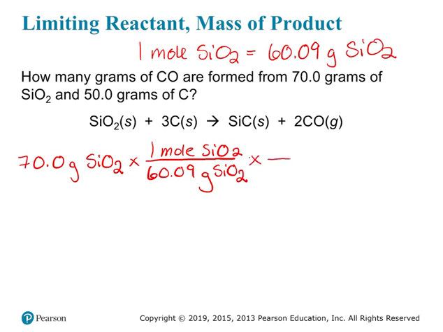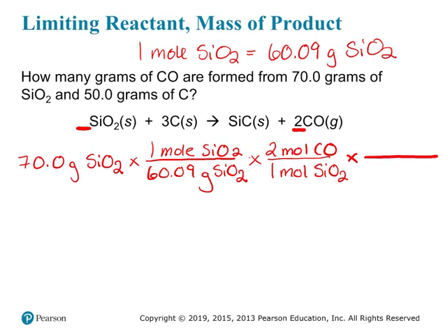Then in the next step, we need to compare the ratio of the product to our reactant. So looking at our balanced equation, we have 2 moles of carbon monoxide and 1 mole of silicon dioxide. So we're going to put 2 moles of carbon monoxide in the numerator because that's what we're trying to calculate. And we're going to divide that by 1 mole of SiO2. And then in the last step, we're going to convert to grams of carbon monoxide.